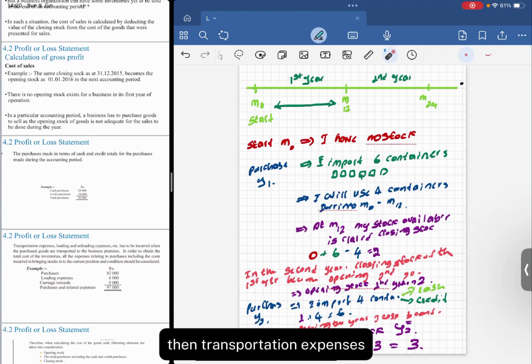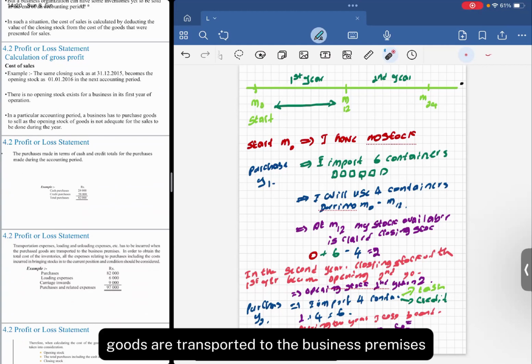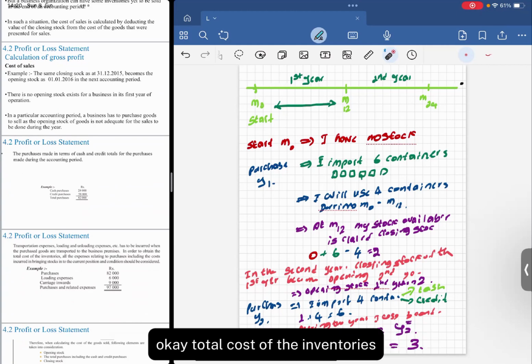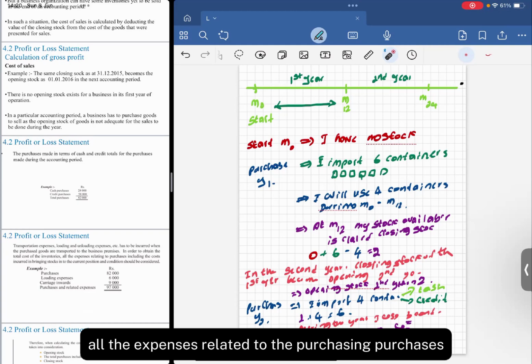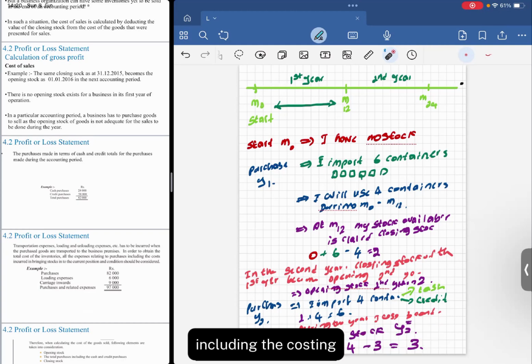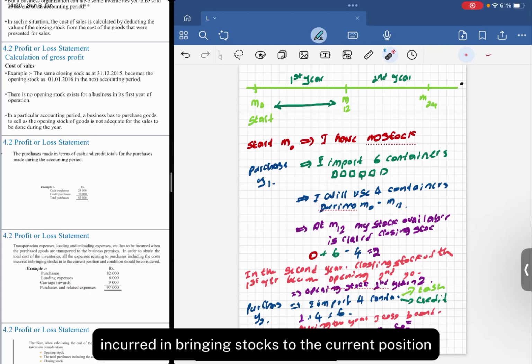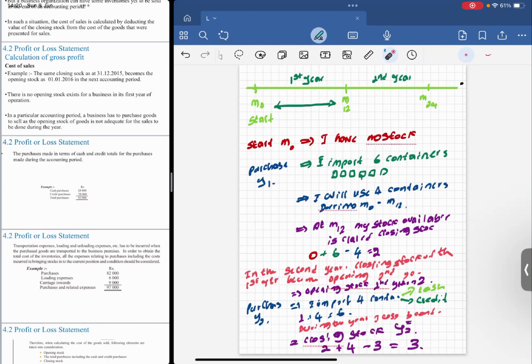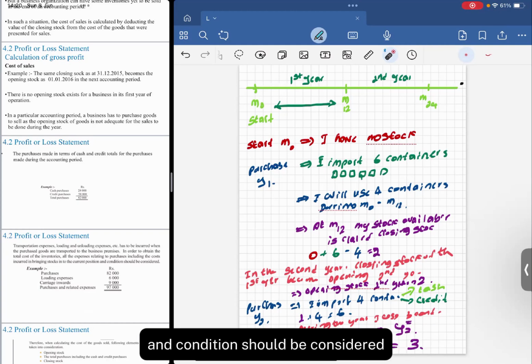Then transportation expenses, loading and unloading expenses, etc., have to be incurred when purchased goods are transported to the business premises in order to obtain the total cost of the inventories. All the expenses related to the purchases, including the cost incurred in bringing stocks to the current position and condition, should be considered.